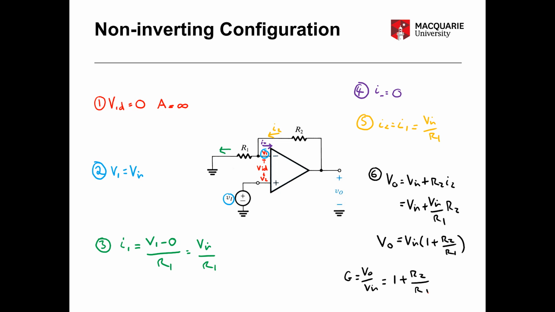So of course the key thing to note here is that with this configuration, your gain, which can still be controlled by simple selection of the resistor values, will be a positive value. Whereas with the inverting amplifier configuration, the gain is always a negative value. That concludes our analysis of the non-inverting amplifier configuration.